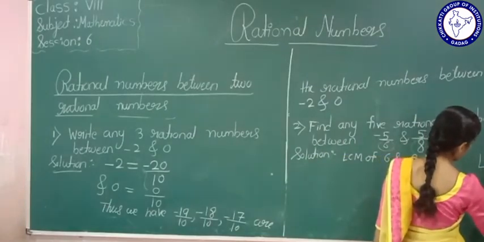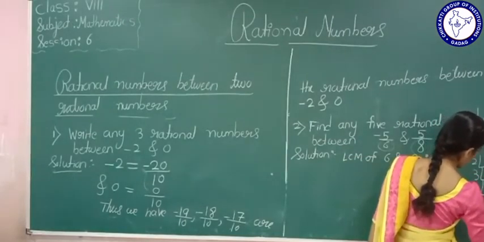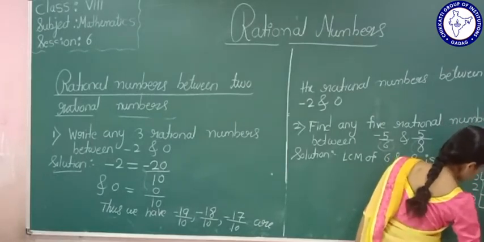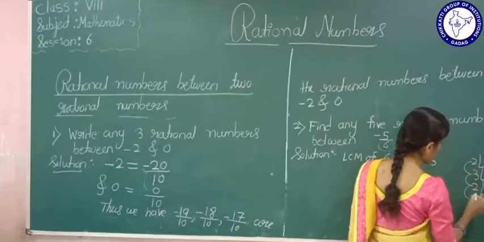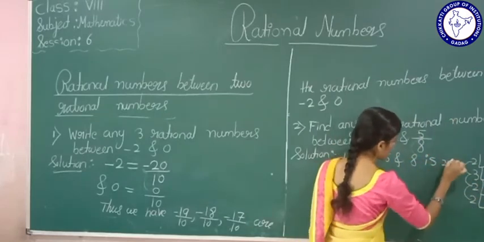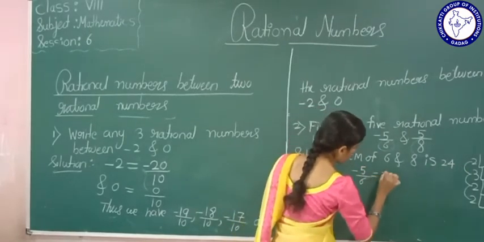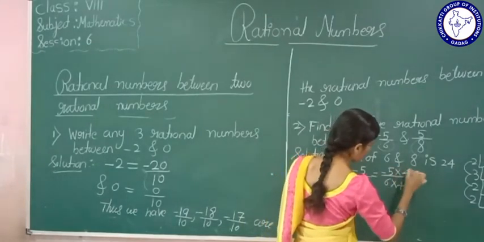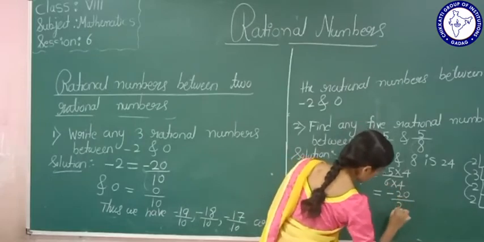Find it out. 2 3s are 6, 2 4s are 8, 2 2s are 4, 2 1s are 2, 2 3s are 6, 6 2s are 12, 12 2s are 24. The LCM is 24. So minus 5 by 6 is equal to minus 5 by 6 multiplied by 4 by 4. It will be 5 4s are 20, 6 4s are 24.